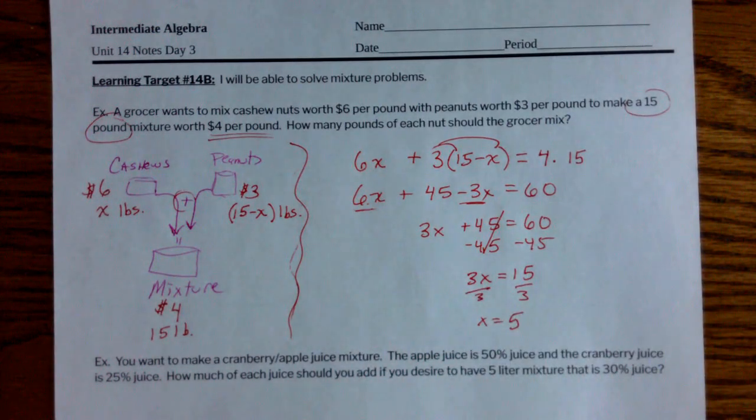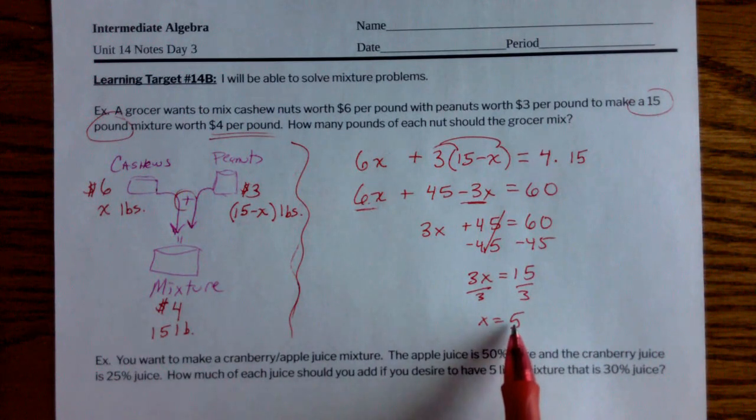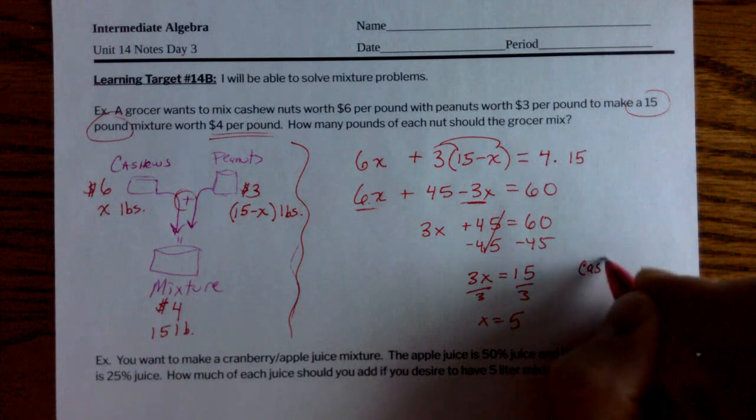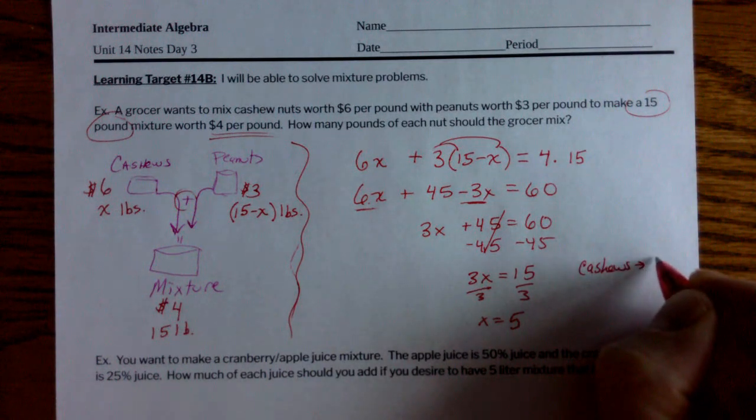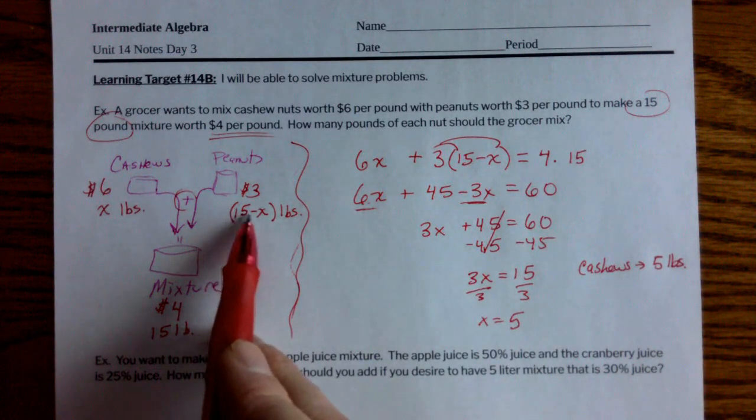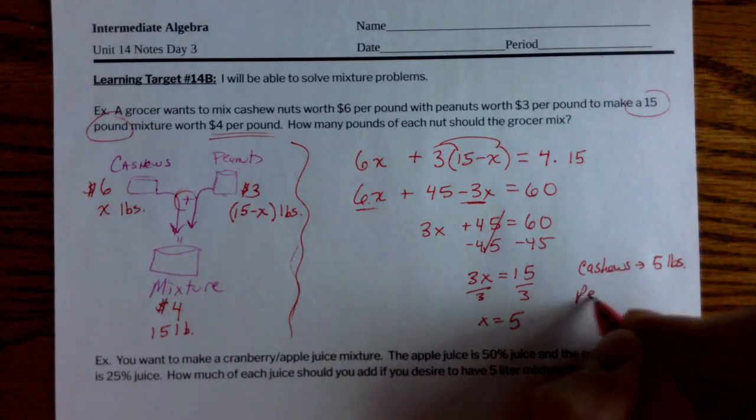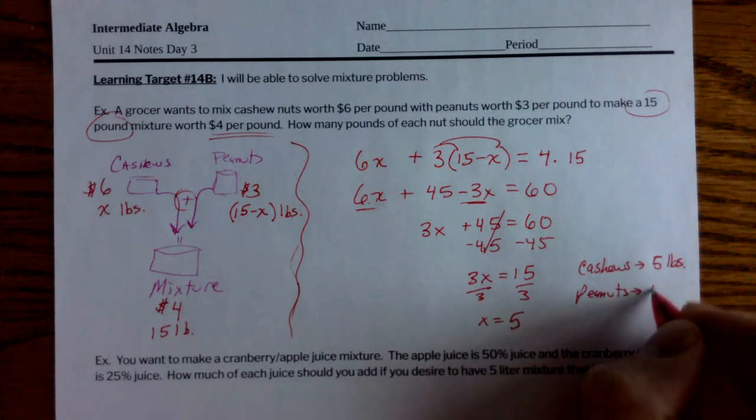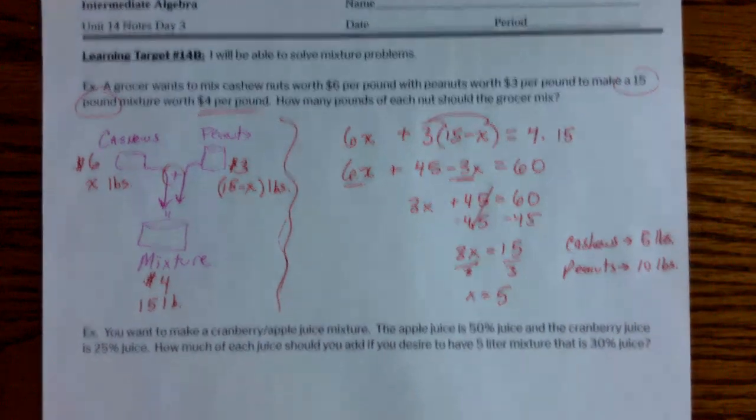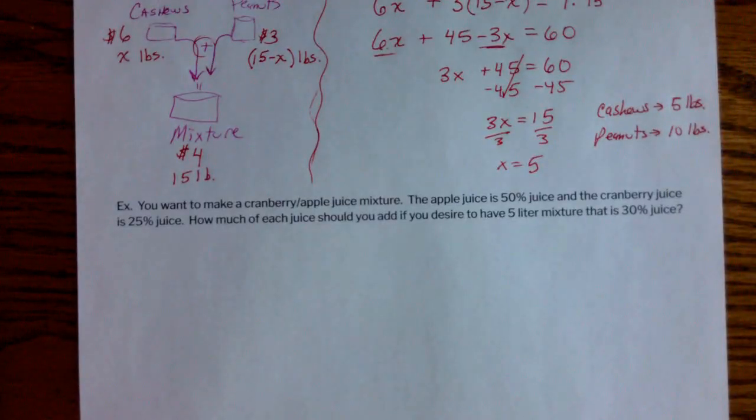All right, so I got x equals 5. Don't forget, we wrote x on our paper somewhere, and the first place we wrote x on our paper was over there by the cashews. So if you look at that, we know that the amount of cashews will be 5 pounds. And then what's left over? 15 minus 5, or 10 pounds for the peanuts. So you just think about it at the end of the problem. Alrighty, so that's how we do that. You can plug them back in always to see if you are correct.